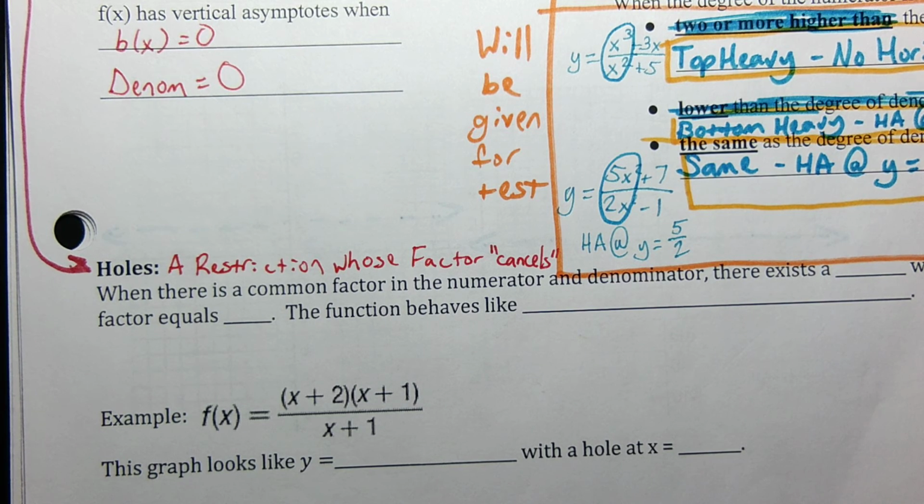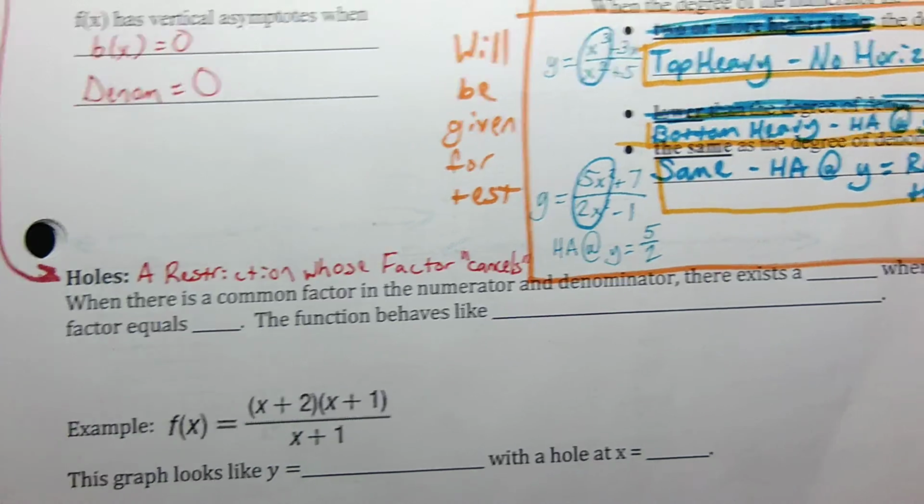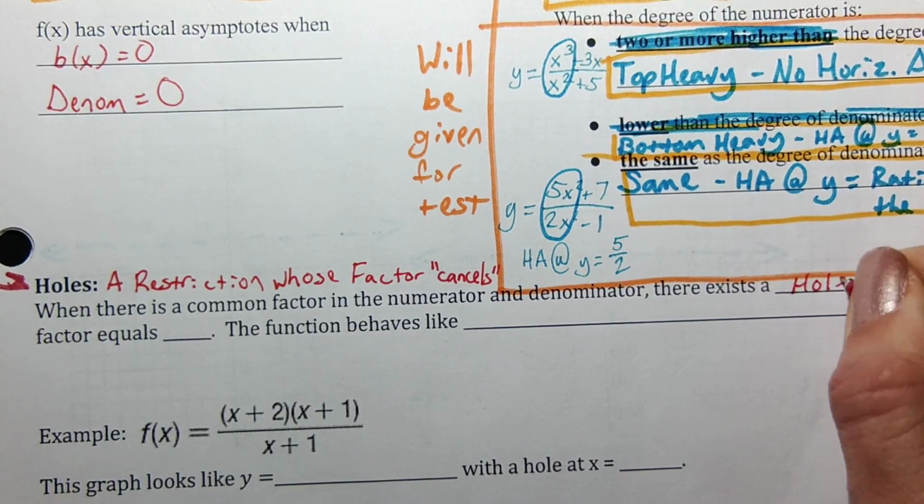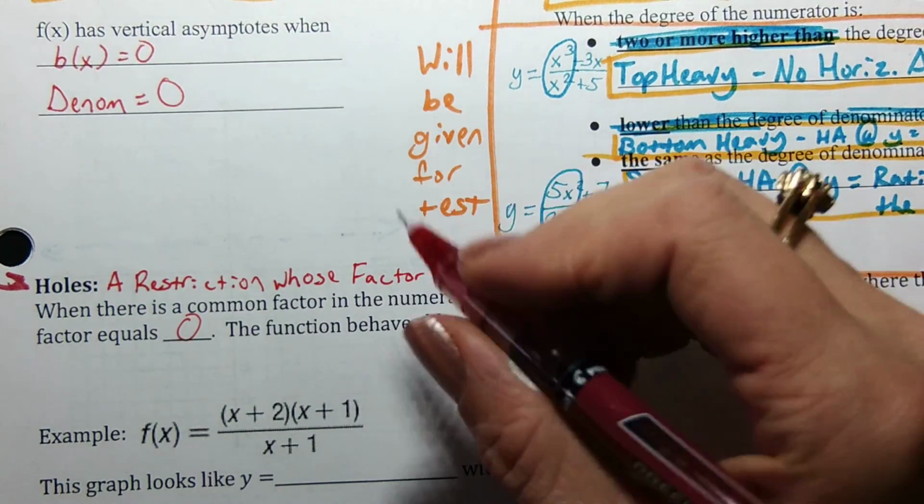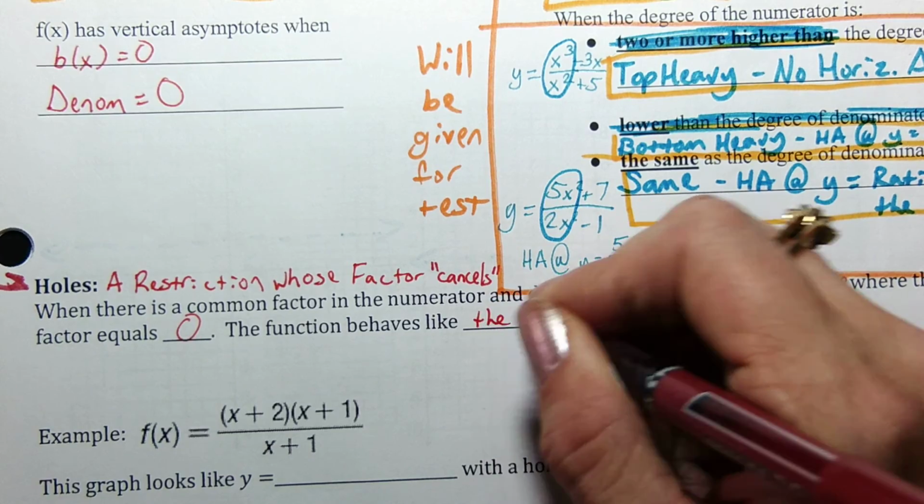So the formal definition is when there's a common factor in the numerator and denominator, there exists a hole where the factor equals 0 and the function behaves like the simplified expression.